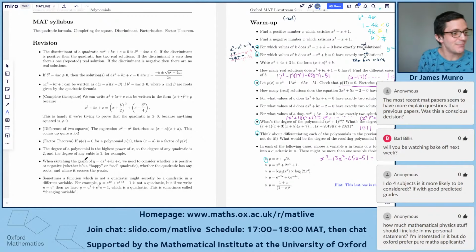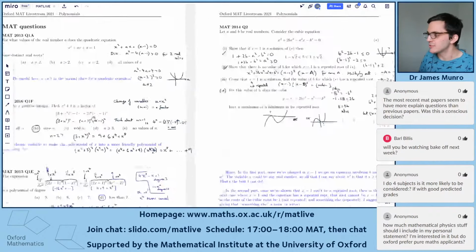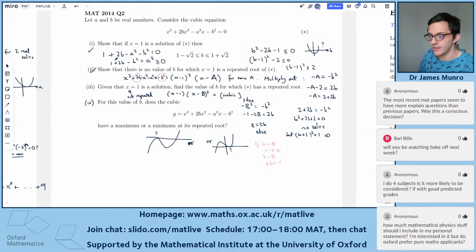Okay, recent math papers seem to have more explain questions than previous papers. Is this conscious? No. Is this a good idea? Yes. Explain questions are really good, because they give you a chance to actually explain what you're thinking, rather than doing boring calculations. Is this one a bit older? I can't remember. Explain questions are like the way this question has show that in it, and then just a question for the other parts. But I quite like show that. Okay.